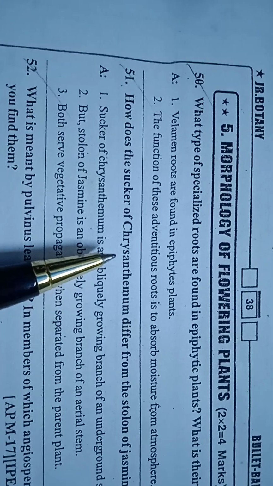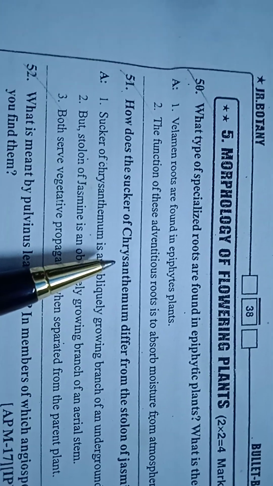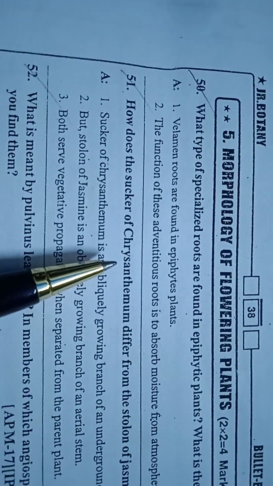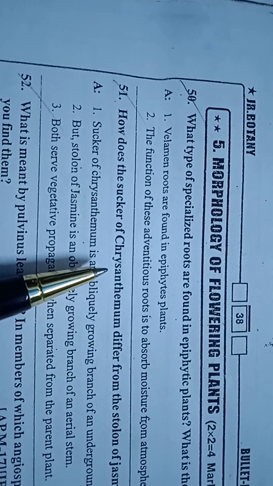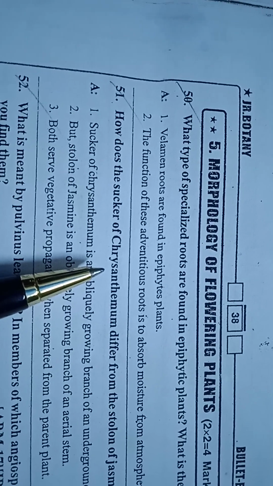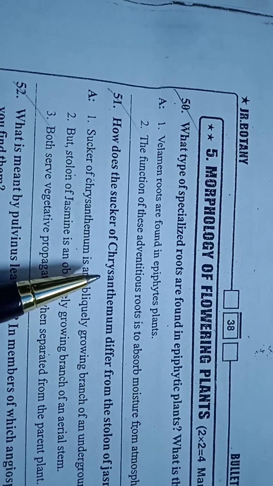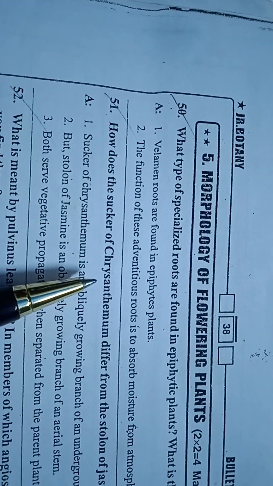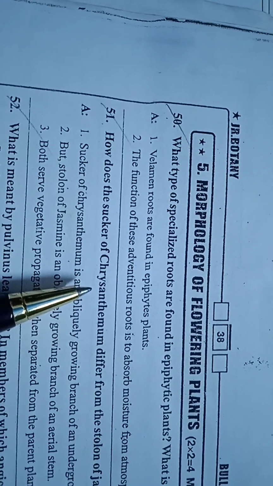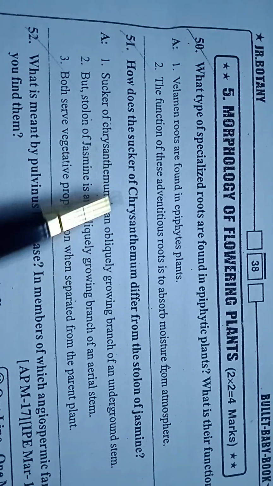The sucker of chrysanthemum is a lateral branch arising from the main stem close to the ground level, traveling underground for some time, and producing small adventitious roots under the ground. These adventitious roots provide shoots forming a new plant. That is called the sucker of chrysanthemum.